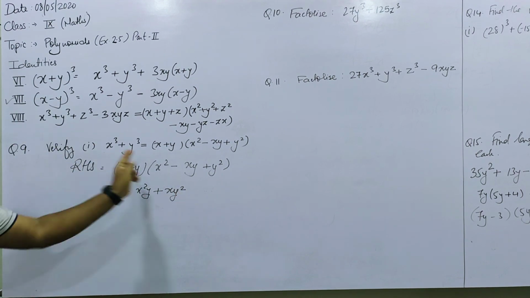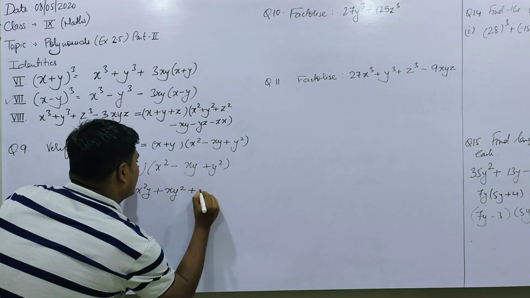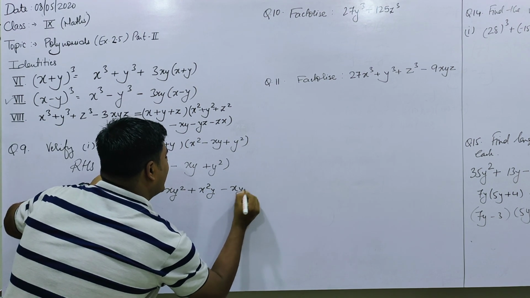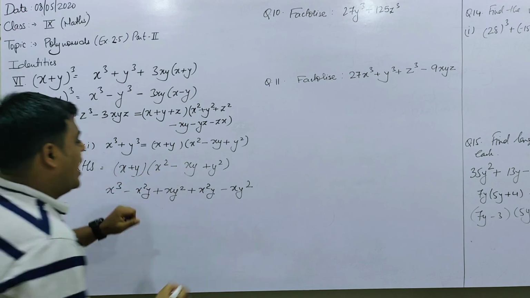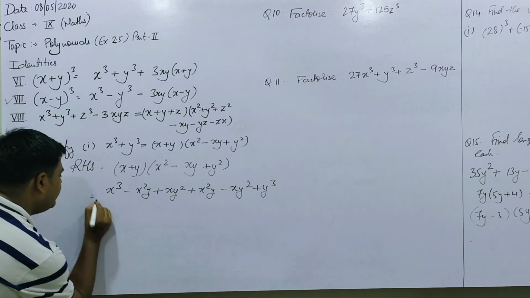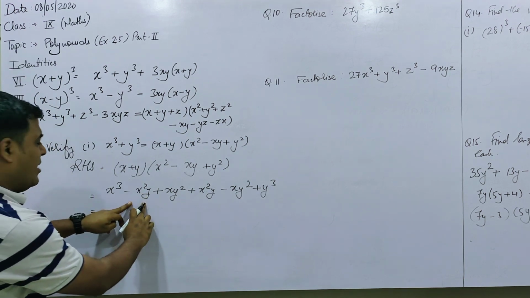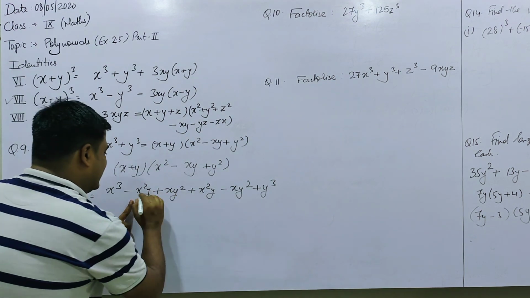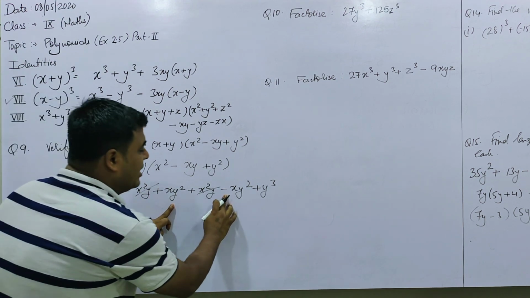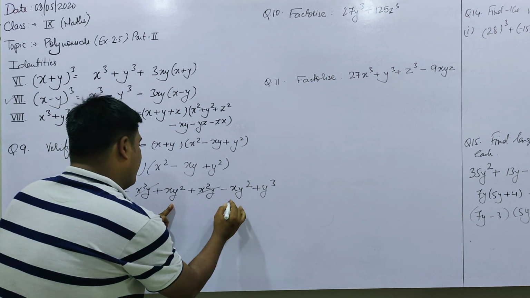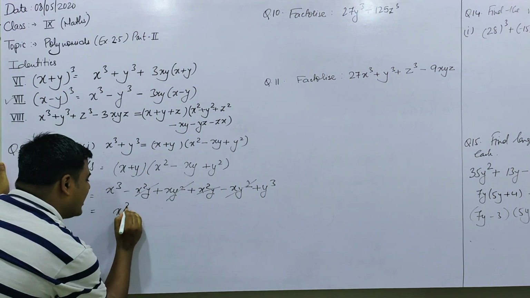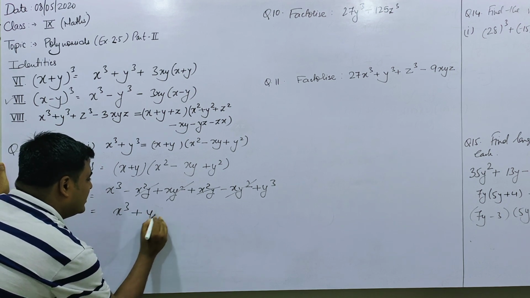Then again y is multiplied by all the terms. That is plus x square y, then minus xy square, and y into y, plus y cube. Let us now see the values. Minus x square y and plus x square y becomes 0. Then xy square is positive here and minus xy square is negative, so it will be 0. So whatever is left is x cube plus y cube.